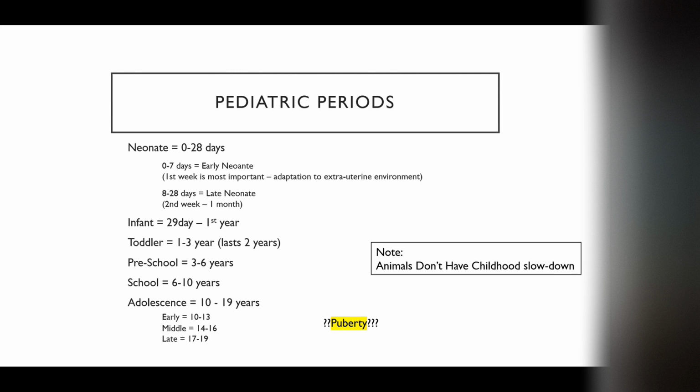Please note that animals don't have childhood slowdown, okay? They don't have puberty. They keep growing. From the day they're born, they grow and grow and grow, okay? While humans, they grow a bit, then they stop to grow, then they have puberty and they grow again, okay? So we have kind of a bimodal thing in humans, while all the animals just keep growing, okay?